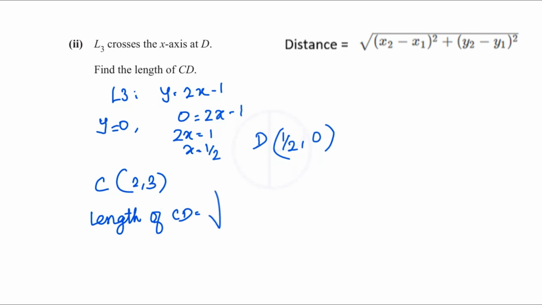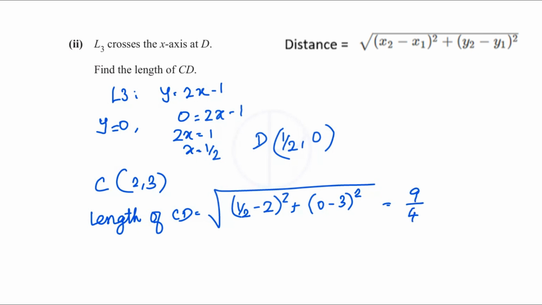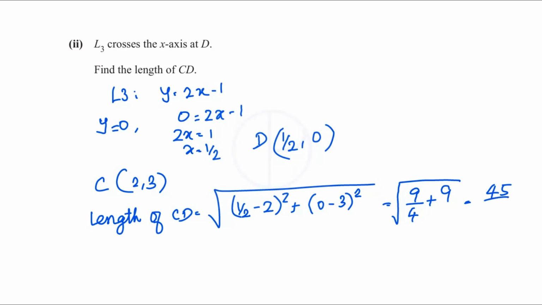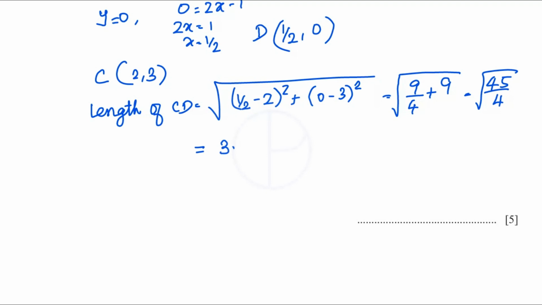Length of CD is square root of x2 minus x1, 1 over 2 minus 2 the whole square, plus 0 minus 3 the whole square, which is equal to the square root of minus 3 over 2 squared, which is 9 over 4, plus negative 3 square is 9. That gives 45 divided by 4, which is 3.354. Correct to 3SF, we will write the answer as 3.35.